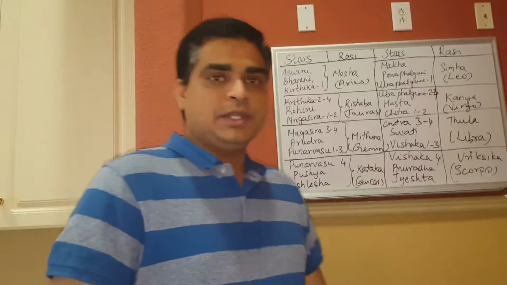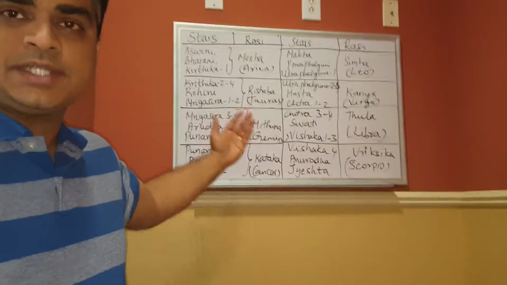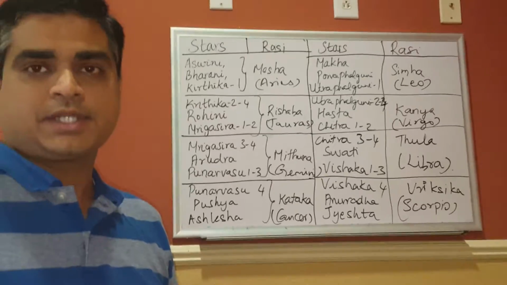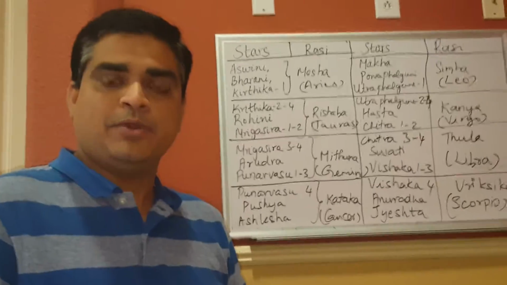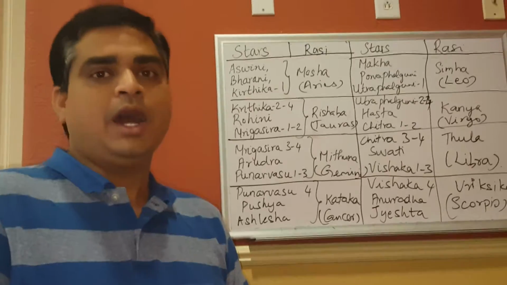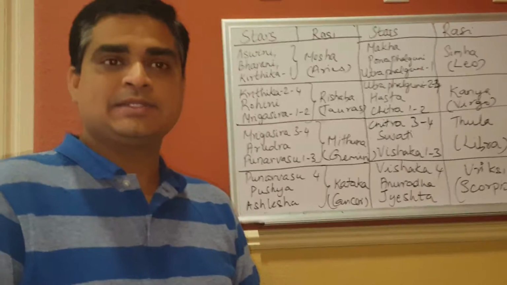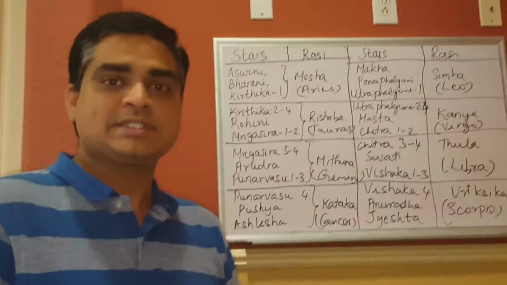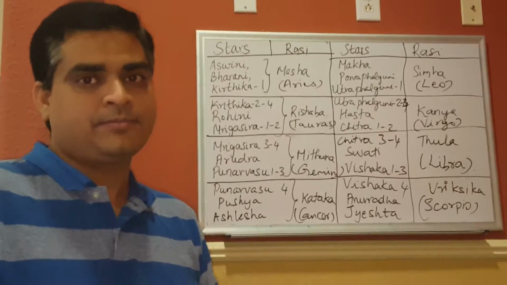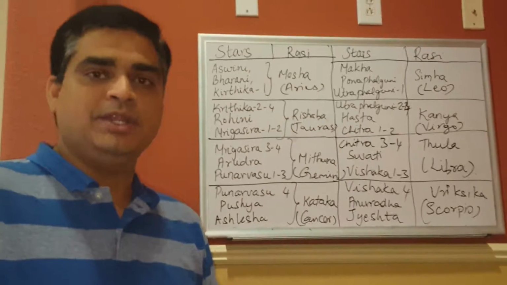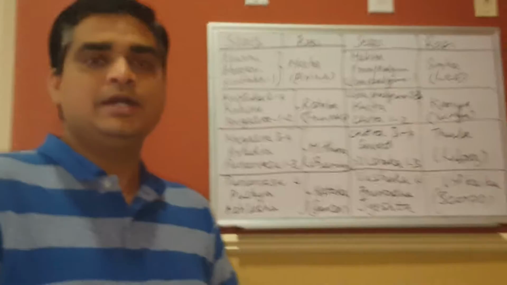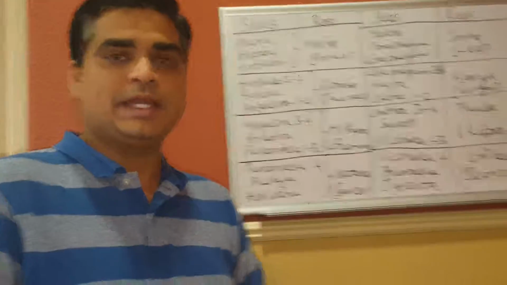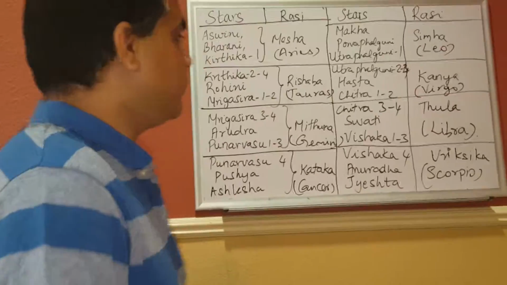So let's talk about how the stars and Rasis are interconnected in today's class. In our last class, we discussed 27 stars and how each of the 9 planets owns 3 different stars, right? Let's continue in that same spirit. Now we are trying to relate how the stars are connected to the Rashis or zodiac signs. So let's hop right onto the whiteboard.